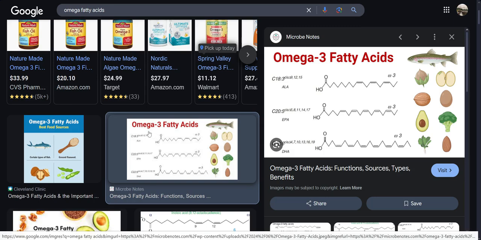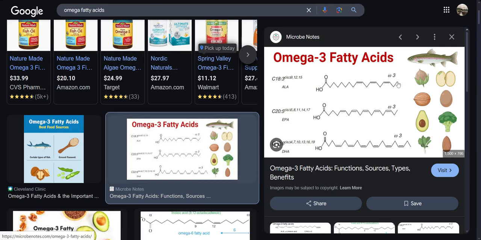So let me just clear some things up. Omega, what does that mean? That means the tail end of this chain, right? This is a long molecule, and at the very end, this is called the omega tail, okay? And so when we say omega-3 fatty acids, we're saying that the first unsaturated bond, right here, you can see there's two lines. It's not saturated. It's called unsaturated, right?